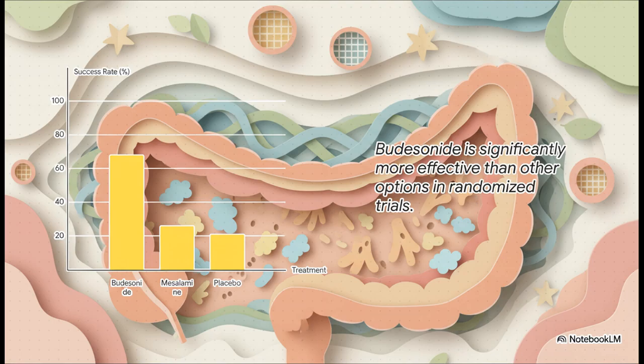And the proof is really in the numbers. This chart comes from a major study, and just look at that difference. Budesonide had a 68% success rate at getting people into remission. Compare that to another common anti-inflammatory, which was only at 26%, and the placebo, which was at 21%. I mean, the data really speaks for itself.